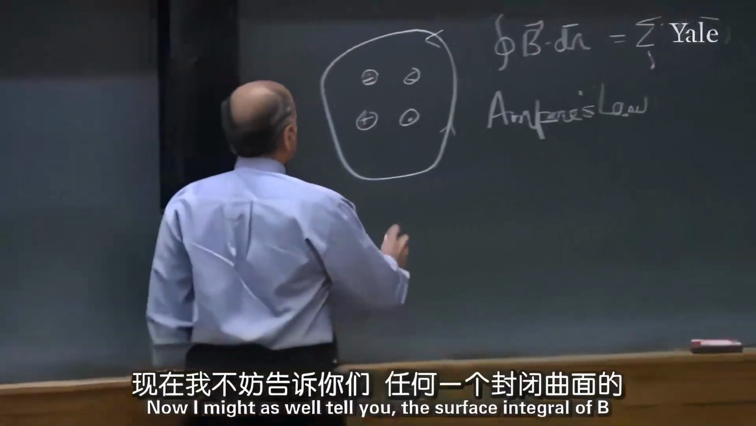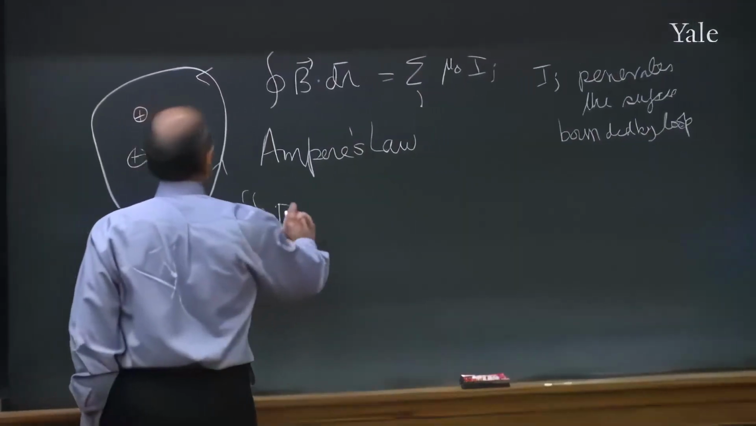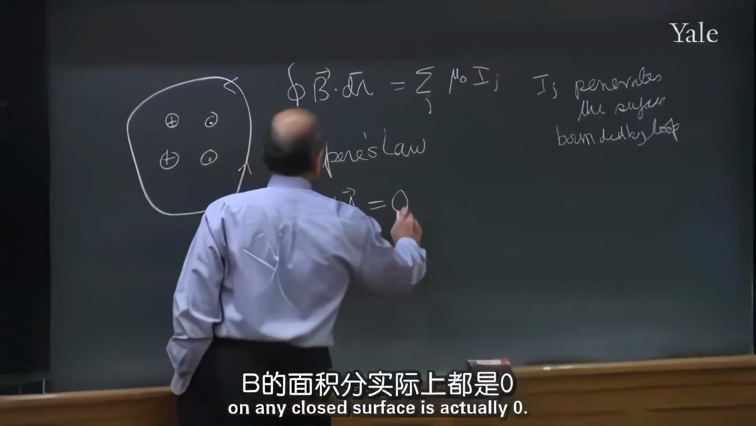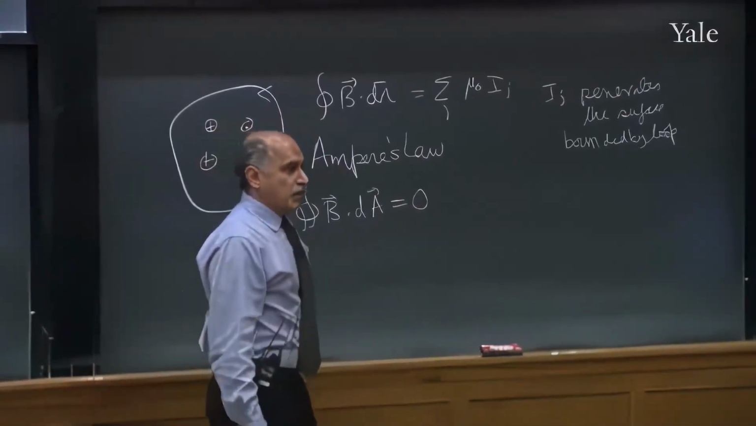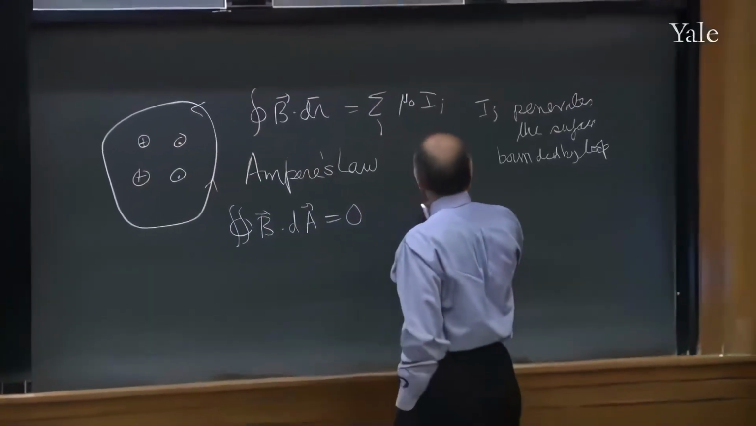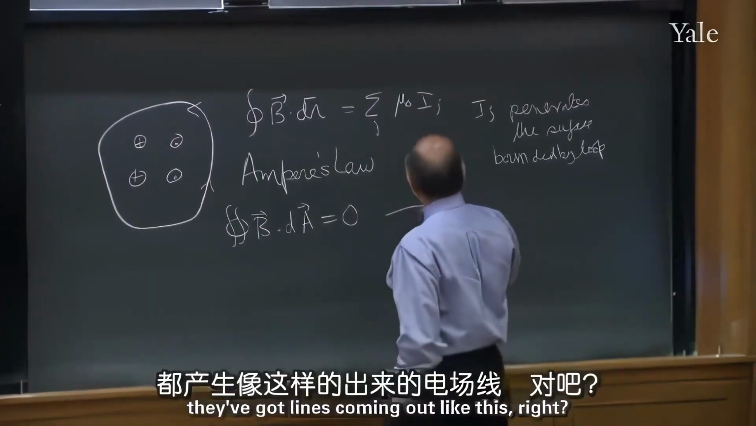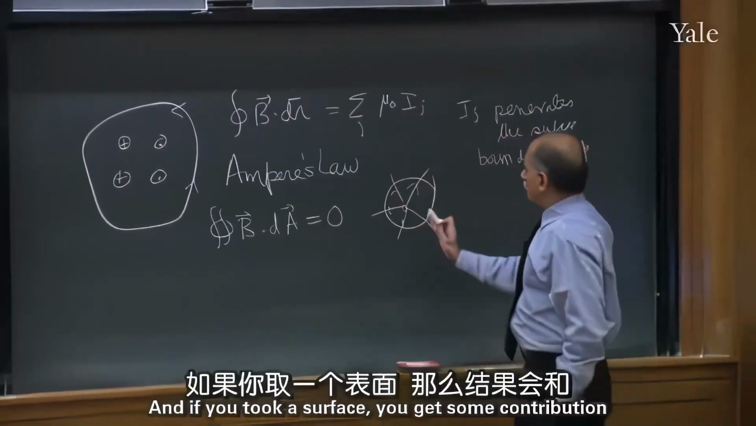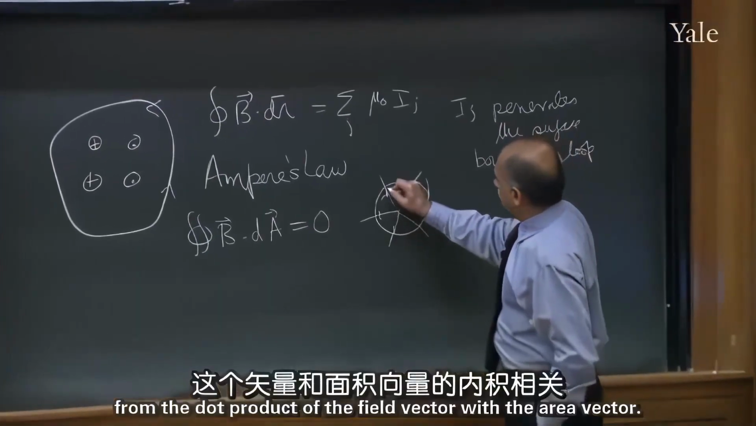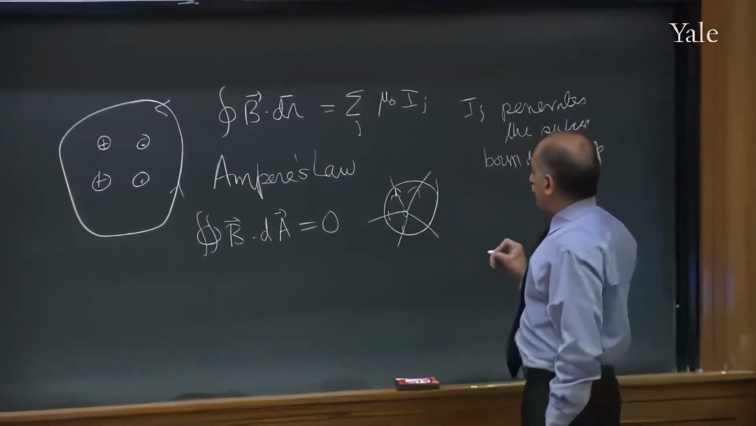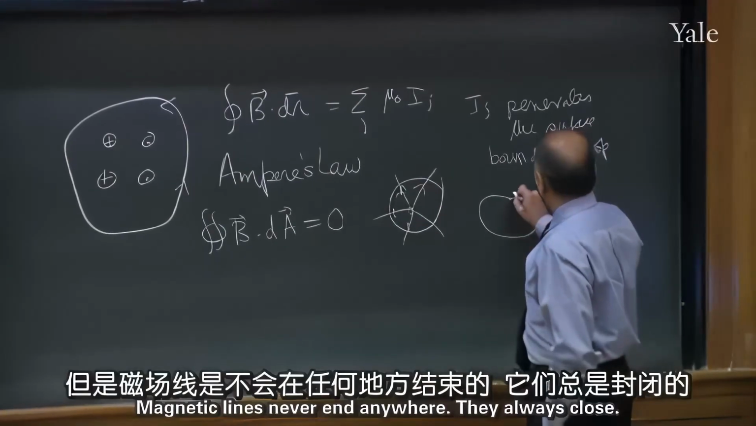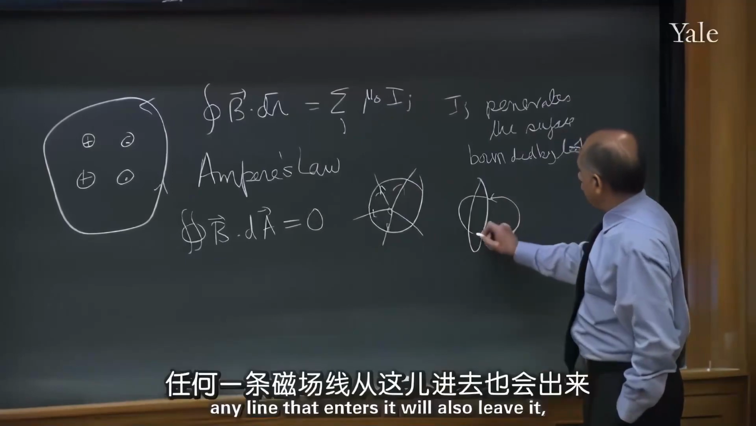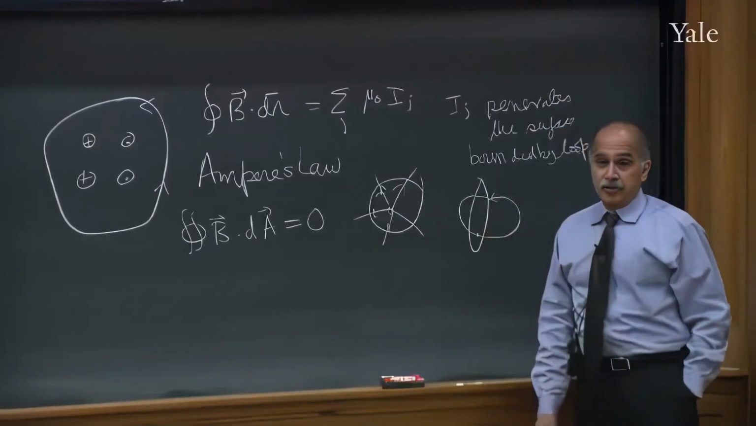Now I might as well tell you, the surface integral of B on any closed surface is actually 0. Because if you took electric charges, they've got lines coming out like this, right? And if you took a surface, you get some contribution from the dot product of the field vector with the area vector. Magnetic lines never end anywhere, they always close. So take whatever surface you want, any line that enters it will also leave it, because it has nowhere to end.